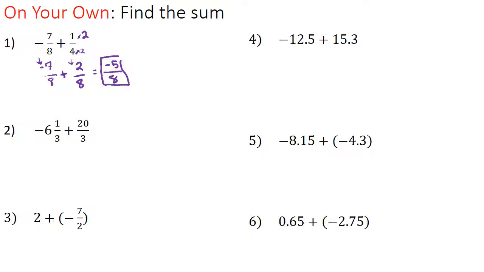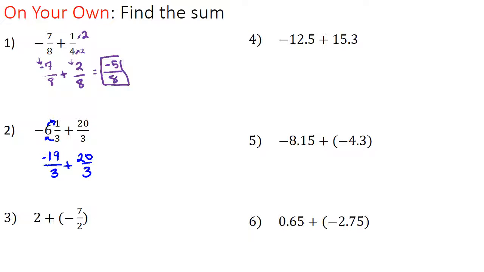For problem number 2, we see we have negative 6 and 1/3 plus 20 over 3. So in order to do this problem, we first need to turn this back into an improper fraction. So we'll do 3 times 6, which is 18, and 18 plus 1, which is 19. So we have negative 19 over 3 plus 20 over 3.